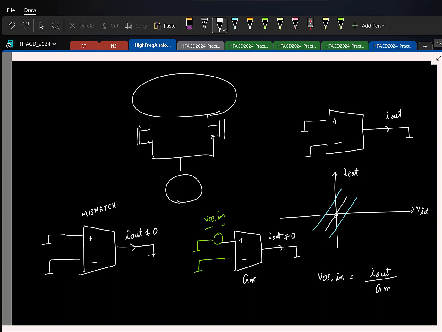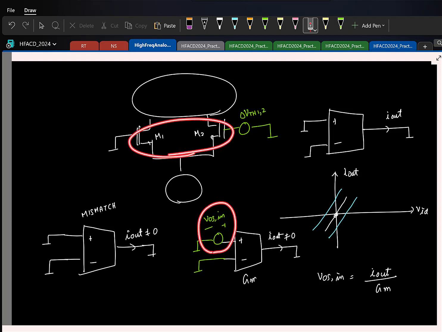And once again, this offset will have contributions from each pair of supposedly matched transistors. But if you look at the contribution due to the threshold voltage mismatch of the input differential pair, to model the offset due to the input pair, we can model it using a voltage source at the gates of one of them. Say if this is M1 and M2, I'll say delta VTH12. So can you comment on what will be the contribution of these to offset voltage? It is going to come directly.